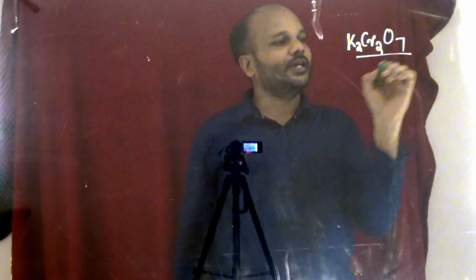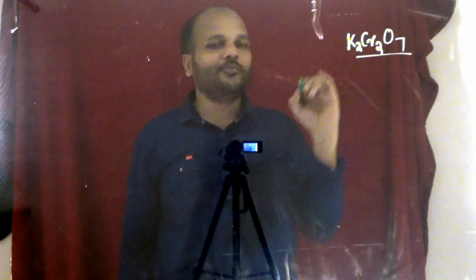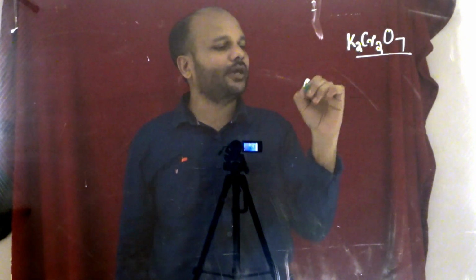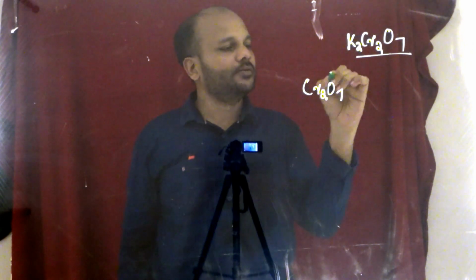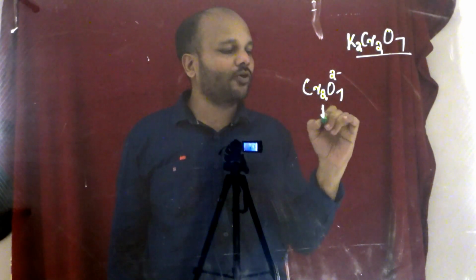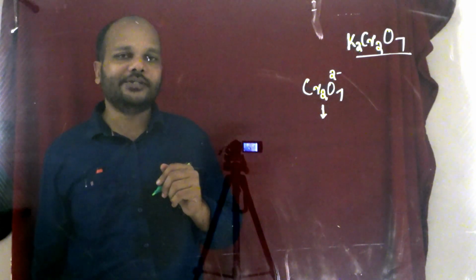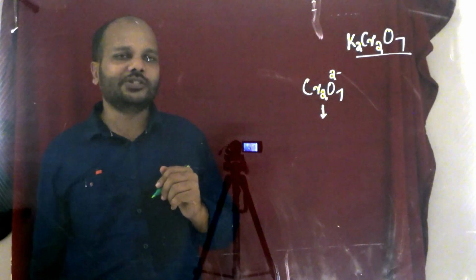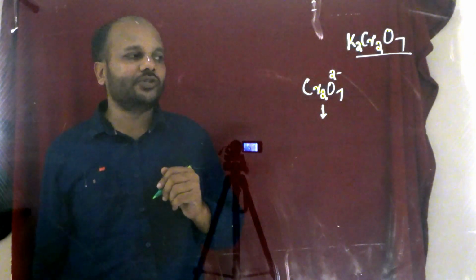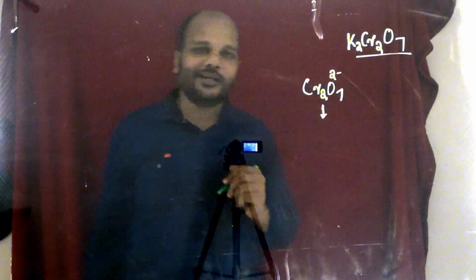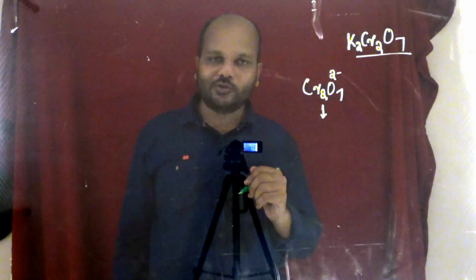Another oxidizing agent similar to KMnO4, you can say a brother of KMnO4, is potassium dichromate, K2Cr2O7. Remember one thing, if I remove the K2, then I can write Cr2O7 2 minus. Here this chromium, as you are very aware, similar to many other transition elements, occurs in multiple oxidation states. Chromium also goes to +3, +4 oxidation state. Manganese goes to +4, +7 and +2 oxidation state.